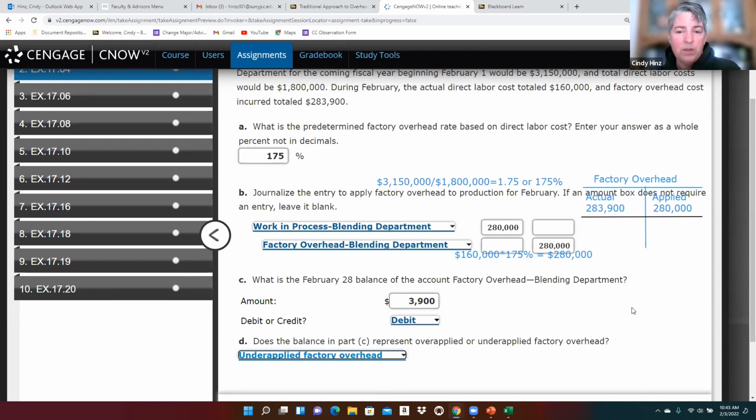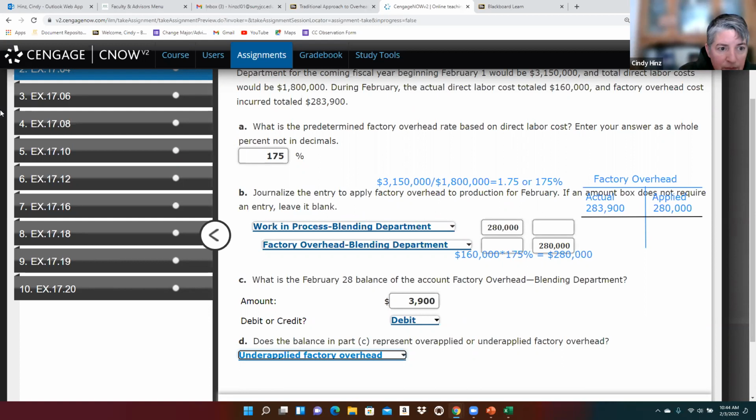And back to what we talked about at the end of class last time, how do we fix that? We would simply move it to cost of goods sold. We would credit factory overhead for that underapplication 3,900, debit cost of goods sold, therefore increasing cost of goods sold.